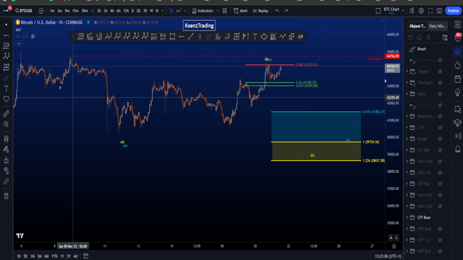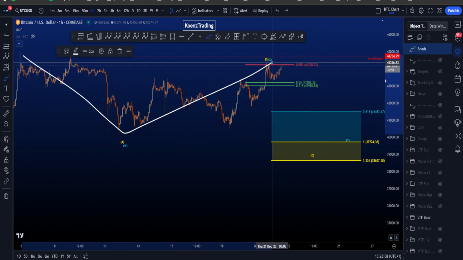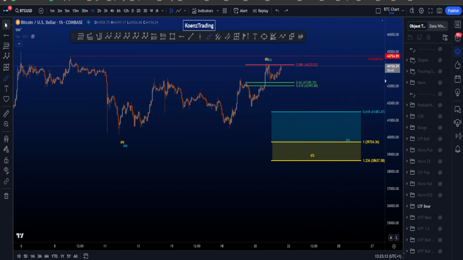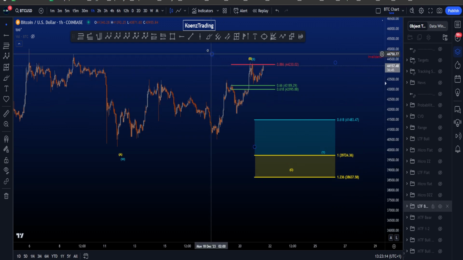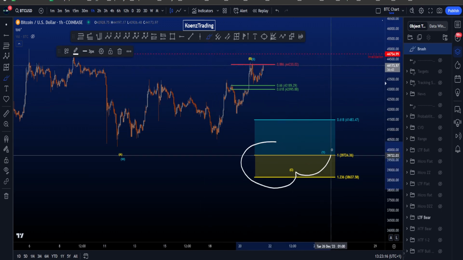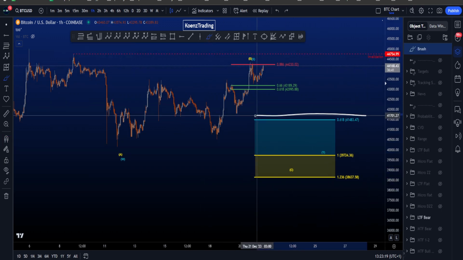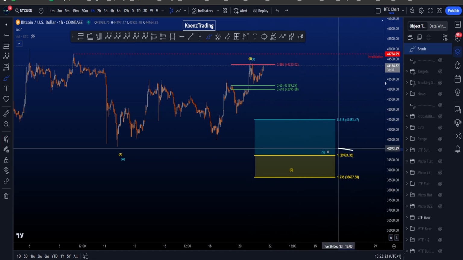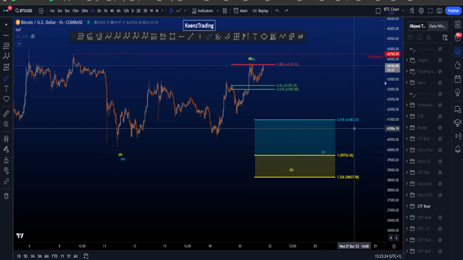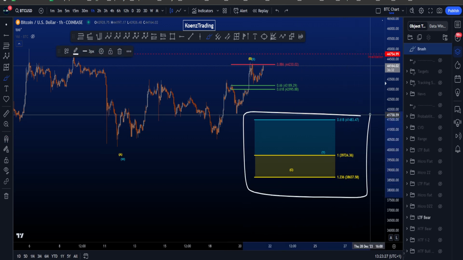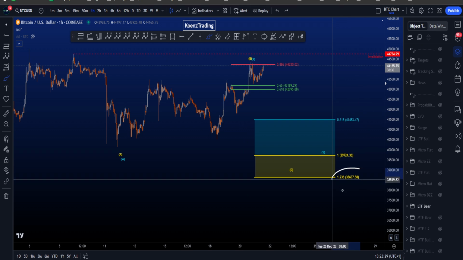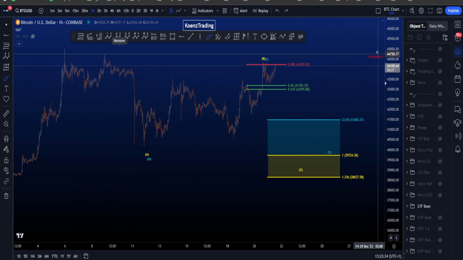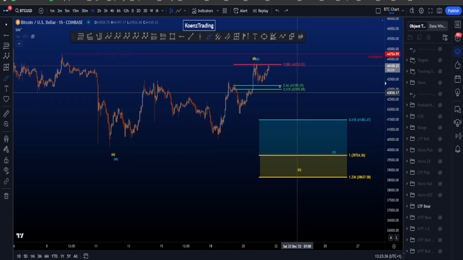ABC 535, WXY flat corrective structure in X, and then a wave Y, which can be a flat, zigzag or a triangle. You can see the target areas are different between a C and a Y. Wave Y, most common target areas, the 0.618 to the 1.236, and for wave C, most commonly, it's the 1-to-1 to the 1.236, giving us a total target area between 41.4k and 38.6k, as long as this high over here at 44.7k is not touched.